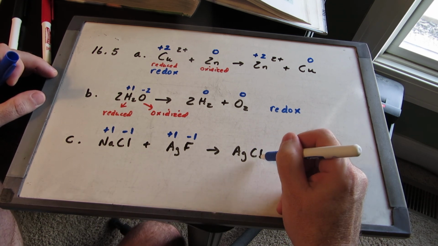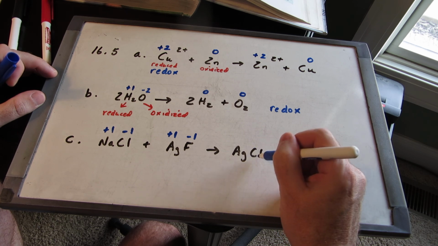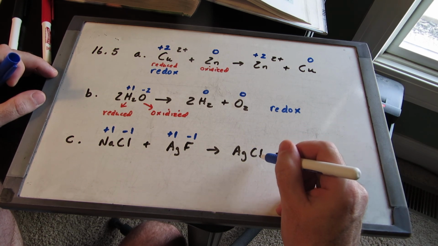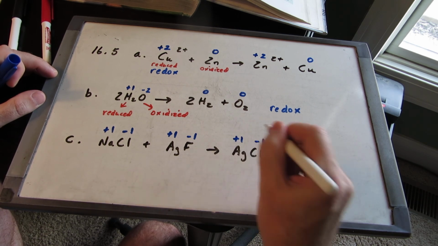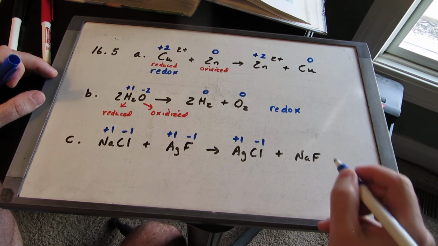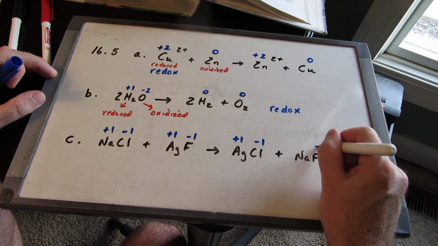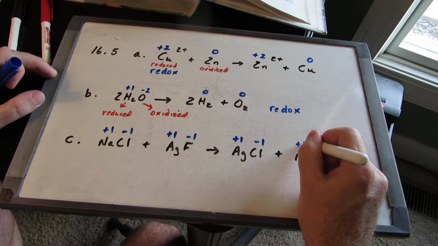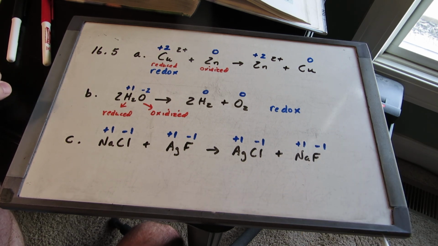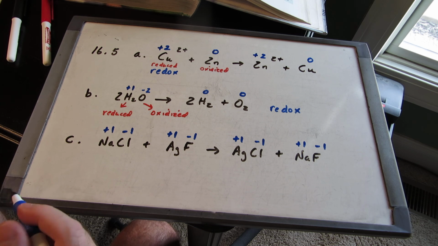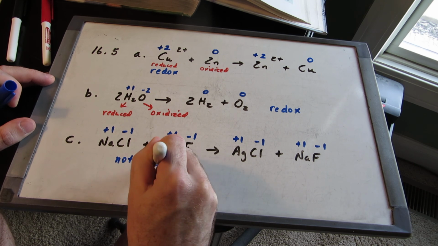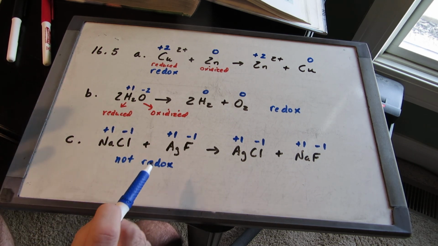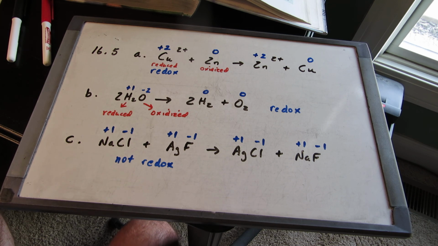For silver chloride, we don't have a hard and fast rule for either, so we have to go for rule 7 for chlorine. And chlorine is in column 7. It's more electronegative, so it's going to be -1, so silver is +1. And for NaF, you've got -1 on the fluorine. That means we have to be +1 on the sodium for that to add up to 0. So this is not redox. None of the oxidation numbers change, so we don't have to say one is oxidized and one is reduced, because that didn't happen.